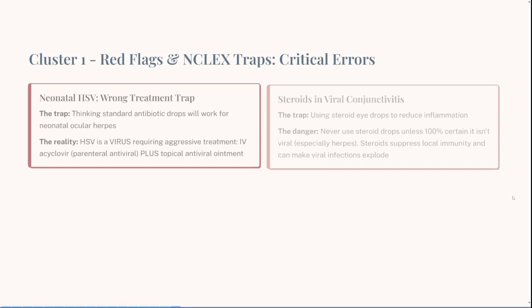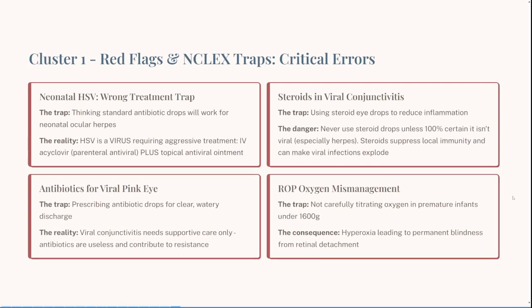We're talking parenteral acyclovir. That's a powerful IV antiviral, plus a topical antiviral ointment. You have to know that specific aggressive regimen. Okay, good. What about safety for a visually impaired child who's admitted to the hospital? What's the absolute first thing you do?